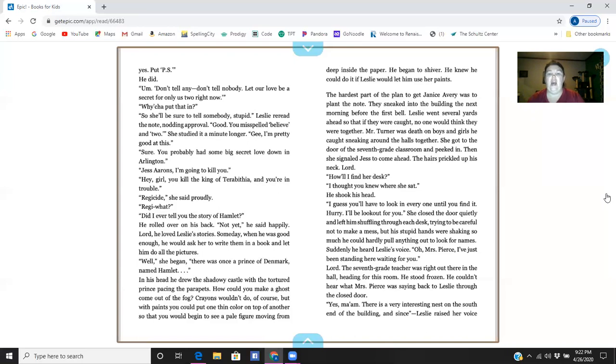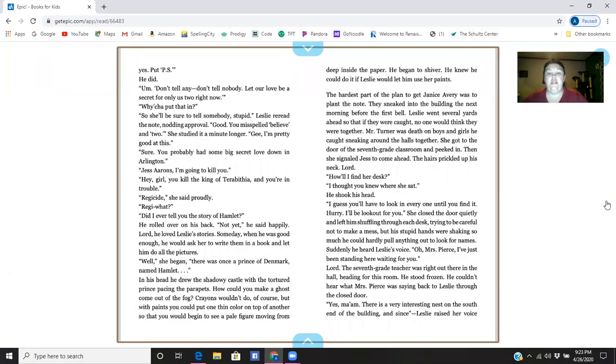"Lord, how will I find her desk?" "I thought you knew where she sat." He shook his head. "I guess you'll have to look in every one until you find it. Hurry, I'll be the lookout for you." She closed the door quietly and left him shuffling through each desk, trying to be careful not to make a mess. But his stupid hands were shaking so much he could hardly pull anything out to look for names. Suddenly, he heard Leslie's voice. "Oh, Mrs. Pierce, I've just been standing here waiting for you."